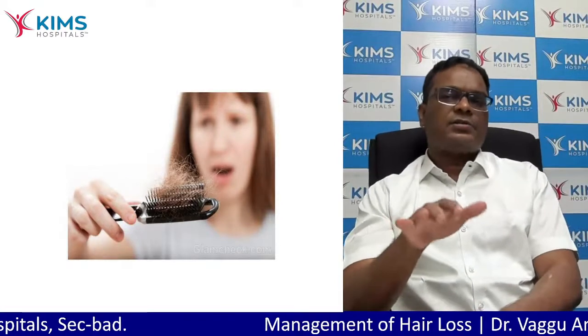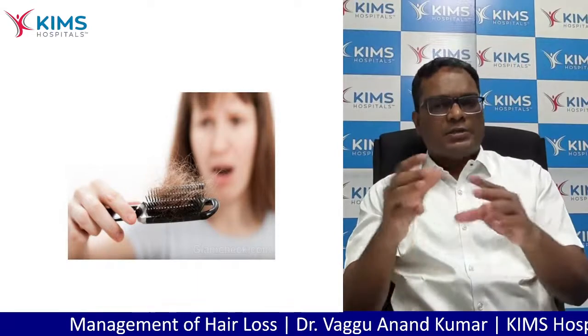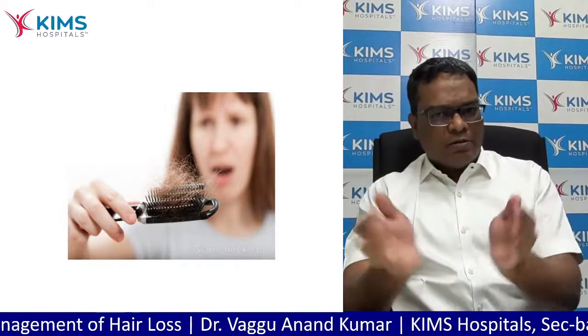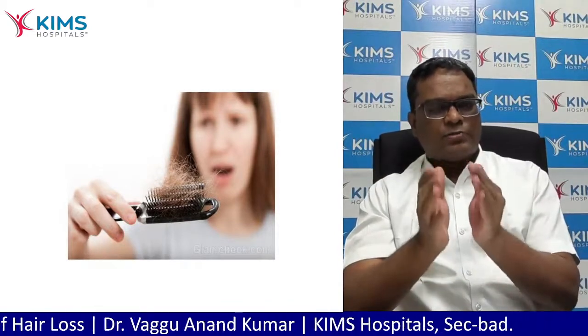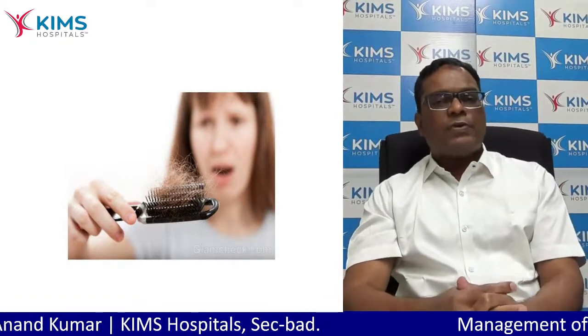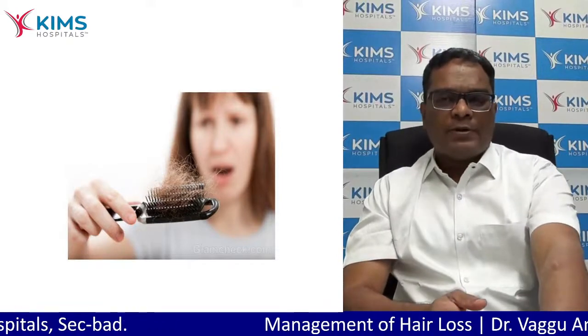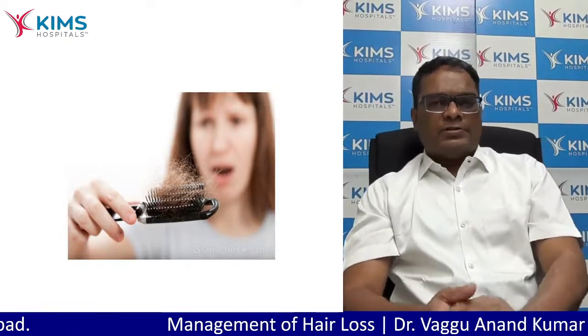So this is like this. If they comb the hair, you will see a lot of hair. And sometimes some people collect all the hair in a small polythene bag and bring it to us. So this is telogen effluvium. Why does it happen? Next slide, please.